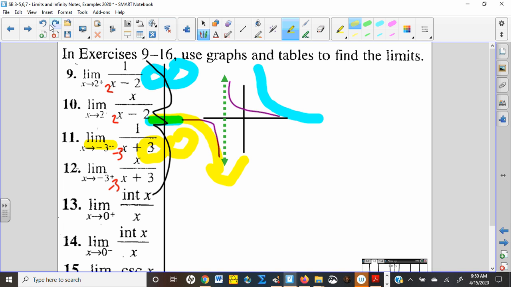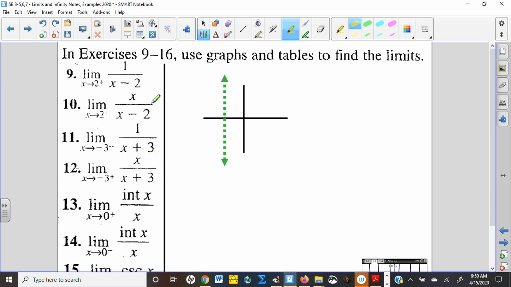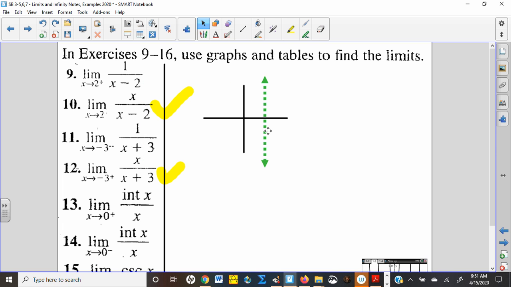Okay. Now I will admit that problems like 10 and 12 are just a tiny bit trickier. I still know that I'm going to have vertical asymptotes at 2 for number 10 and at negative 3 for number 12, because those don't cancel, right? When you start getting canceling factors, then they become holes, not vertical asymptotes, a different type of discontinuity. But the 2 and the negative 3 for 10 and 12 still do not cancel, okay?